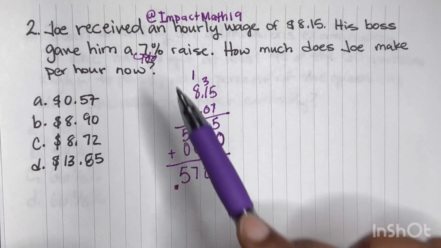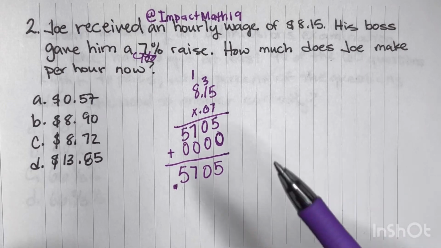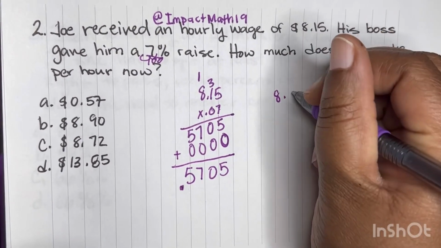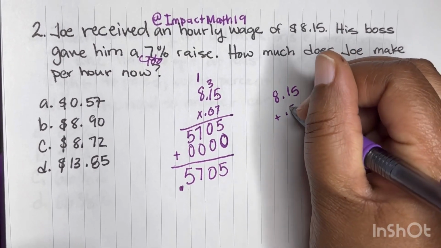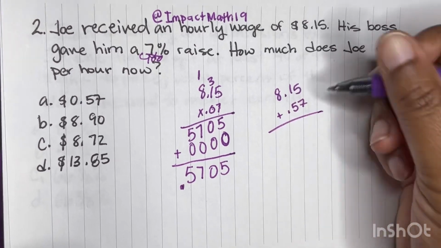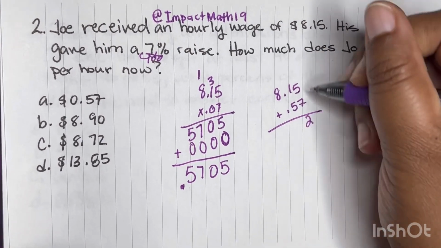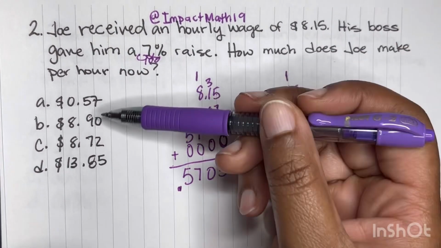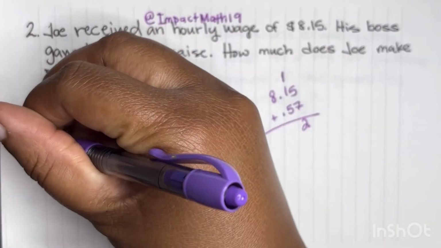So that 7% gave him 57 cents more. So we would need to add those. So we would do 8.15 plus 0.57, okay? And then 5 plus 7 is 12. Carry the 1. And as soon as you see this 2 here, I would look at my answer choices always. The only one that has a 2 there is C.